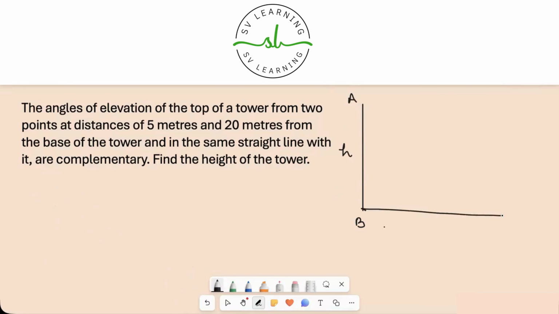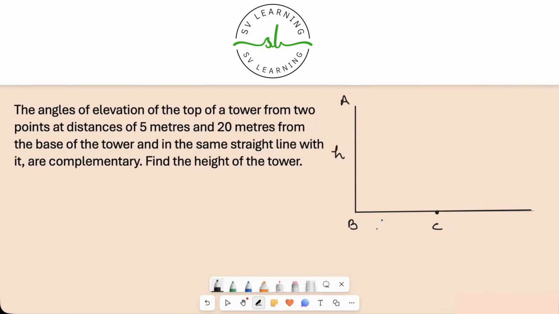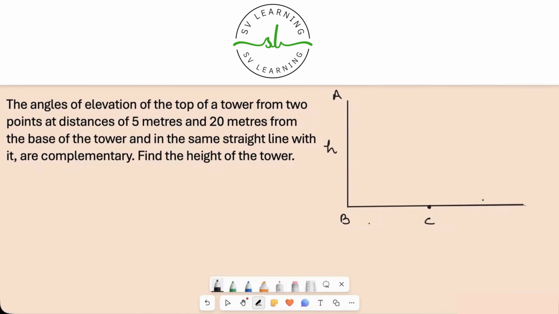So now there are 2 points on the ground. One is 5 meters away. So let's say this is 5 meters away and the other point is 20 meters away. So let's say this point is 20 meters away. So this distance is 5 while this entire distance is 20 meters. But the angle of elevation, so they are in the same straight line, both the points.